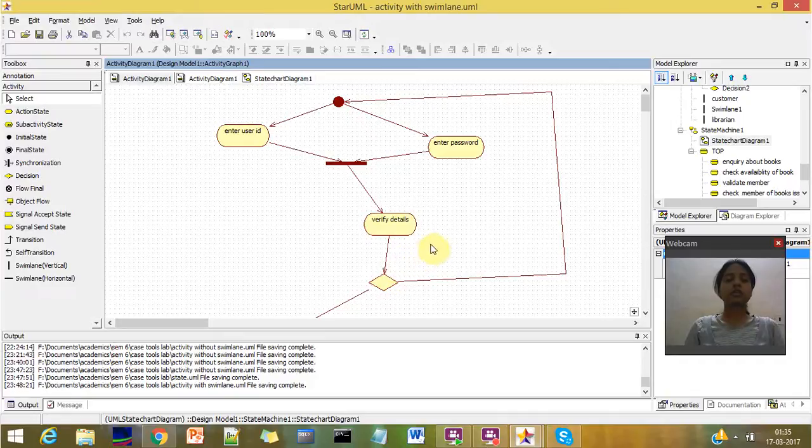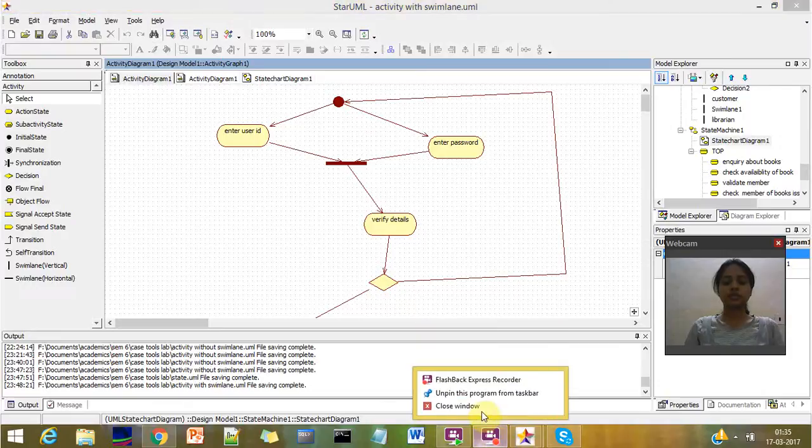Now this was my video regarding the activity diagram without swim lane. My next video will be based on the activity diagram with swim lane.